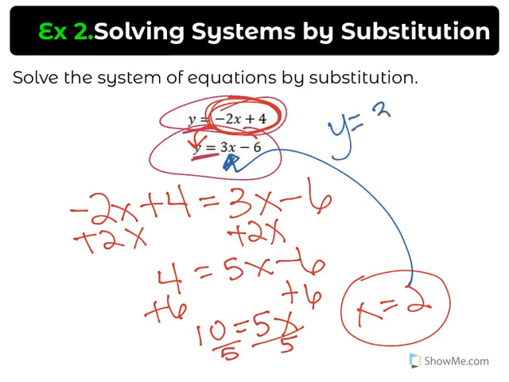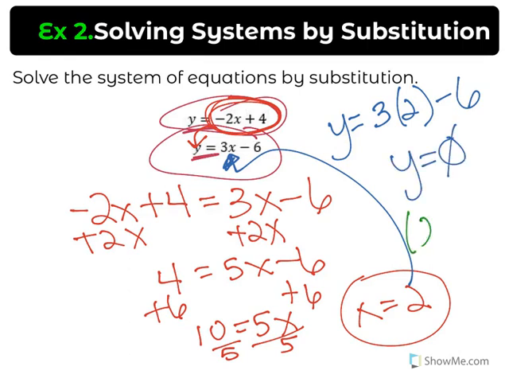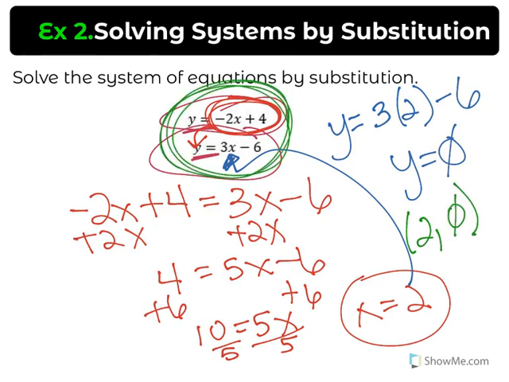Y equals 3 times 2 minus 6. 3 times 2 is 6 minus 6, so y equals 0. So our point is 2, 0. So if you were to graph both of those, like we learned earlier, they should intersect at the point 2, 0. Check your work. See what happens.